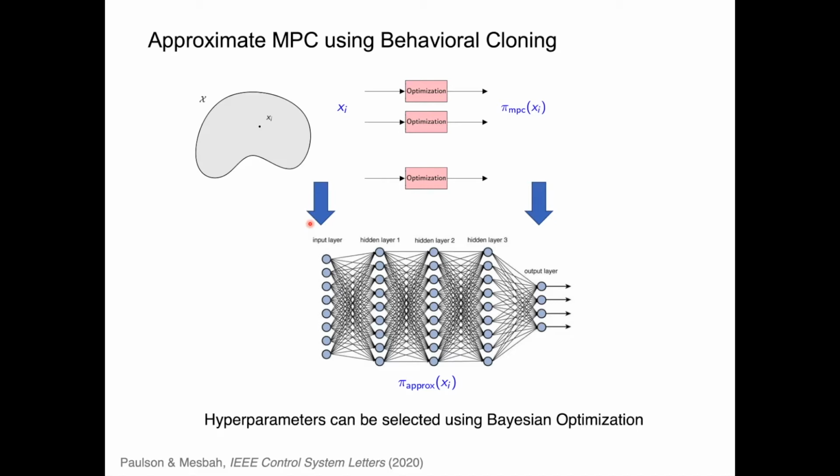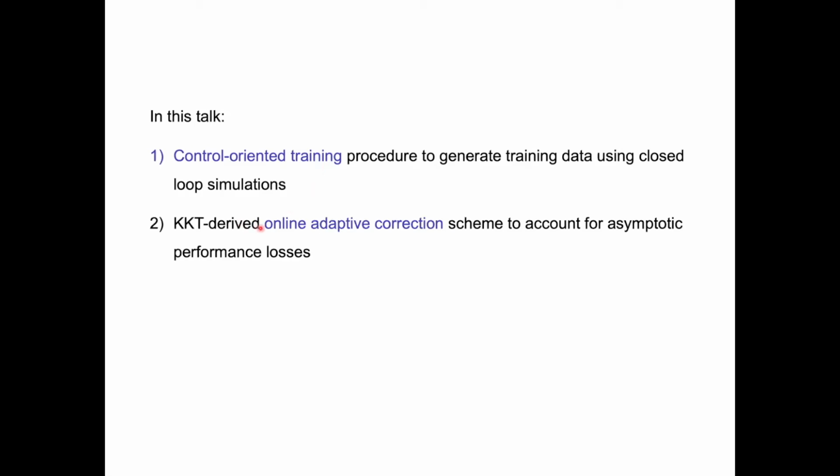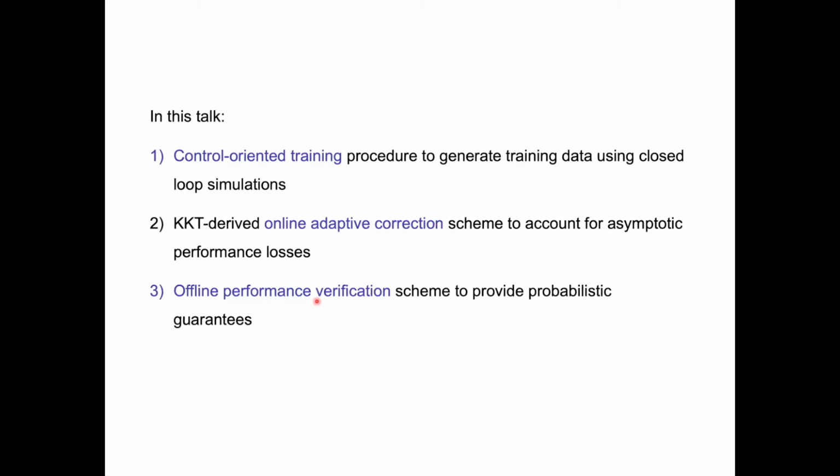In order to address this, in this talk, we first present a control-oriented training procedure to generate training data using closed-loop simulations. We then propose a KKT-derived online adaptive correction scheme to account for the asymptotic performance losses. And finally, we present an offline performance verification scheme to provide probabilistic guarantees that the closed-loop system using the approximate policy converges to a stable equilibrium point.